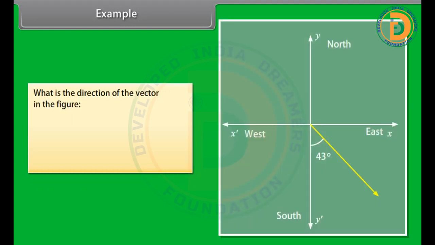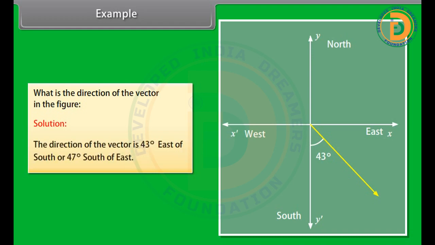Example. What is the direction of the vector in the figure given? Solution. The direction of the vector is 43 degrees east of south or 47 degrees south of east.